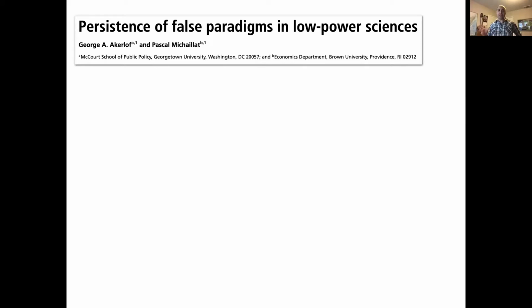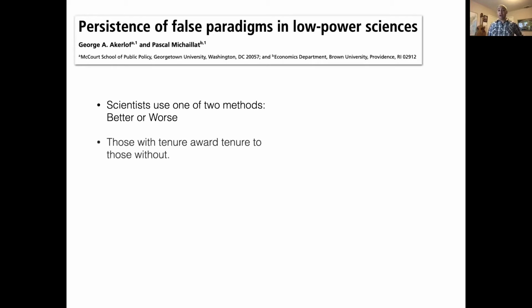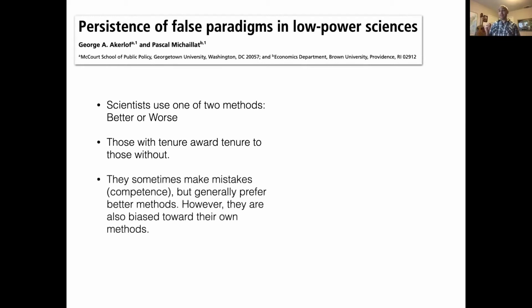They used a very simple dynamic model where scientists use one of two methods. Everyone was either tenured or untenured. Those with tenure award tenure to those without. They sometimes make mistakes, so how often do they correctly assess the better method from the worse method? But they generally prefer better methods, though they're also biased toward their own methods.